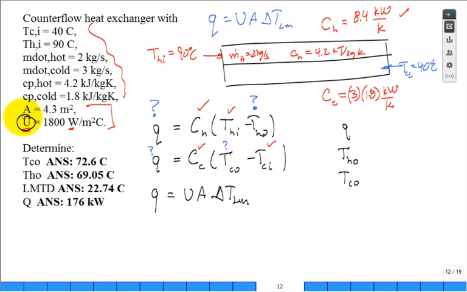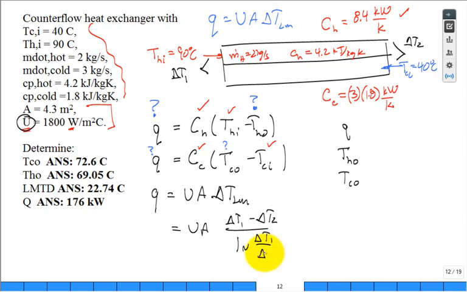Oh boy. So what is my delta T log mean? Well, I'll talk about this delta T on one end, and then this delta T on the other end. And then that log mean temperature difference, I could rewrite this equation as UA delta T1 minus delta T2 divided by the natural log of delta T1 over delta T2. But basically the discussion ends right there.